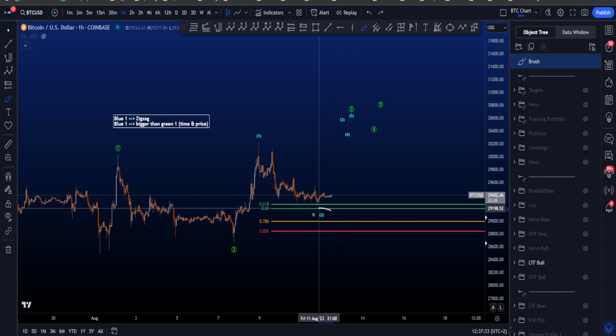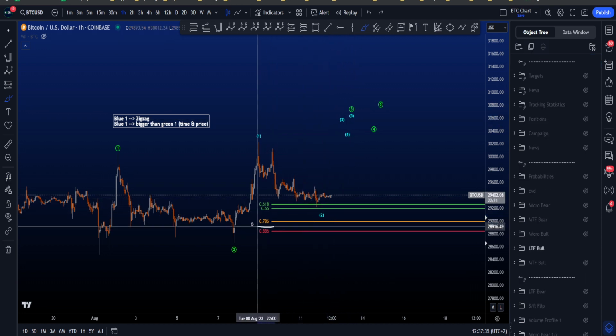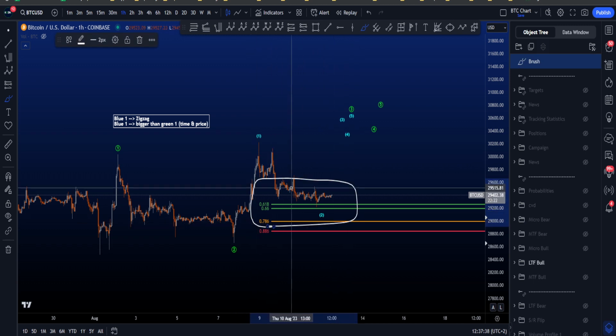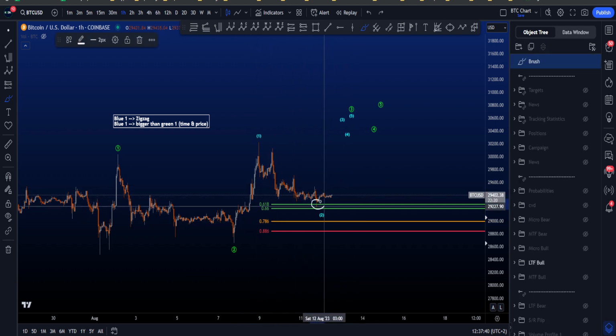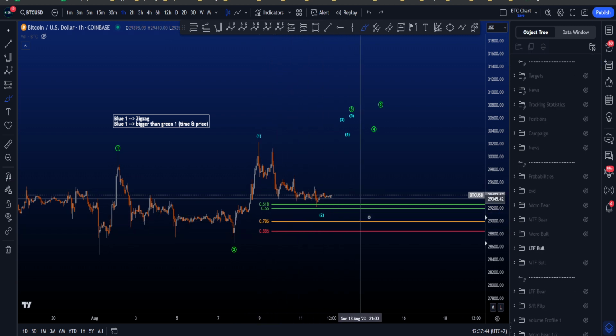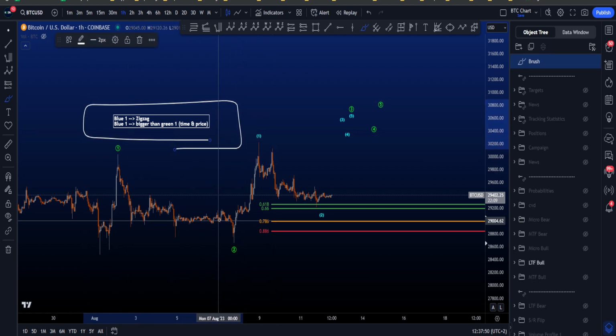Now the most common target for a wave 2 is between the 0.786 and the 0.5. The 0.5 has already been hit as well as the golden pocket over here, so we still have the 0.786 left just in case price likes to move towards the downside still. But the biggest problem of this low time frame scenario is written in the box over here.